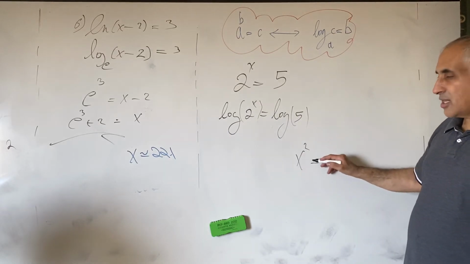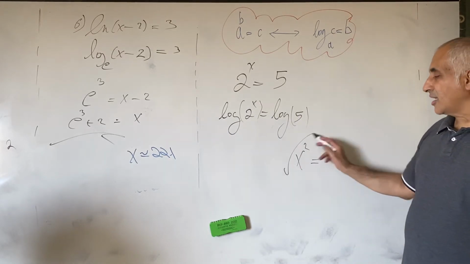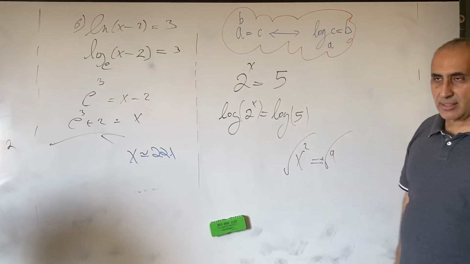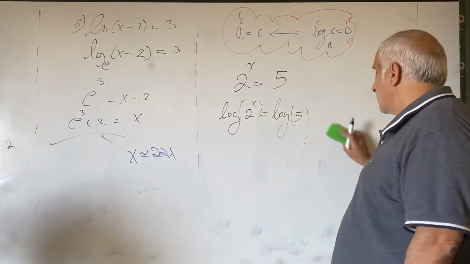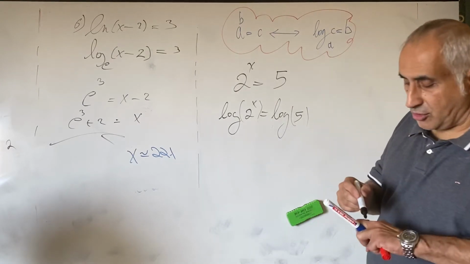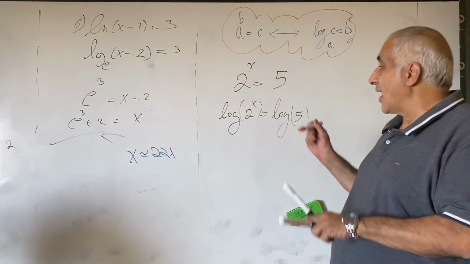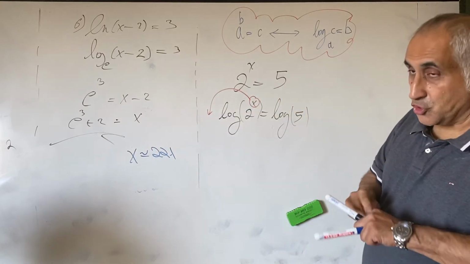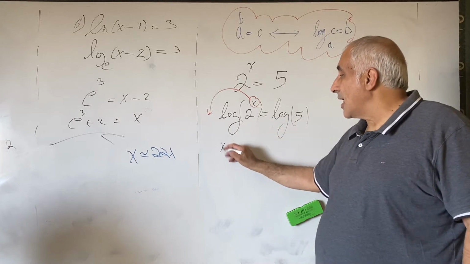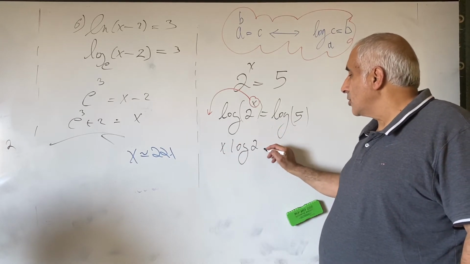When I have x squared equals 9, what do I do? I take the square root of both sides. Don't forget the plus or minus. The same idea: I am taking the log of both sides. Now there's something you have to realize: the x as a power has got to come out. That's a rule, my dear. So what do we do? x log 2 equals log 5.